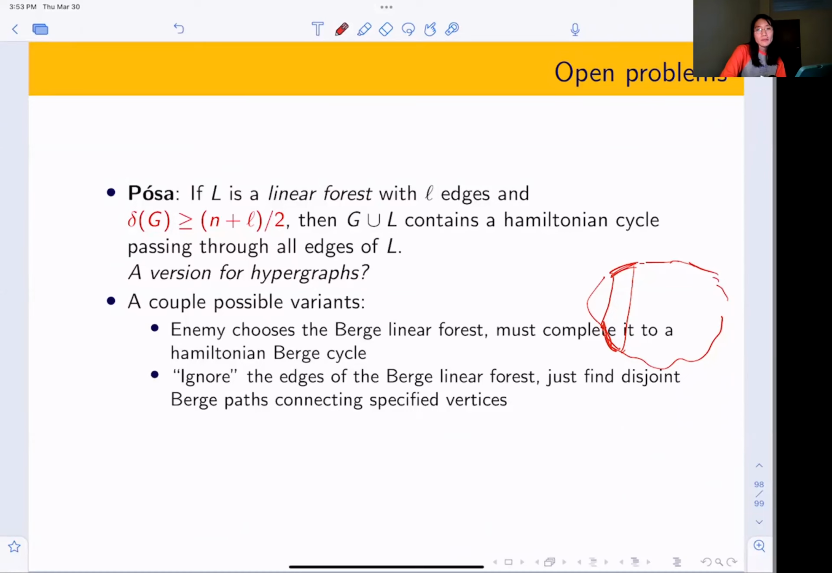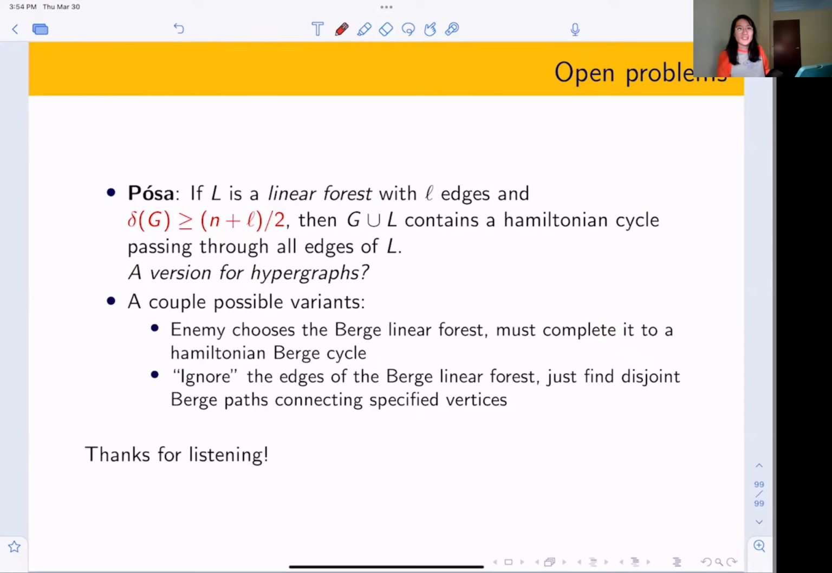Another variant, which would be easier, would be to just ignore the edges of the Berge linear forest. If I delete these edges, I've now partitioned the vertices into some set of disjoint paths. Then here I can ask the same question: just find these disjoint Berge paths connecting the specified vertices. So these are some nice problems, I think, to consider. The second one probably is not too hard. Okay, but I will stop there. Thank you.